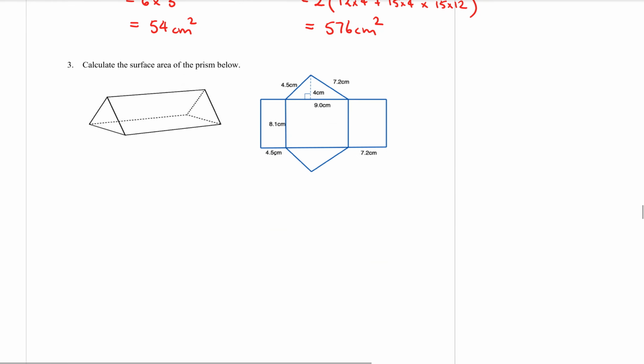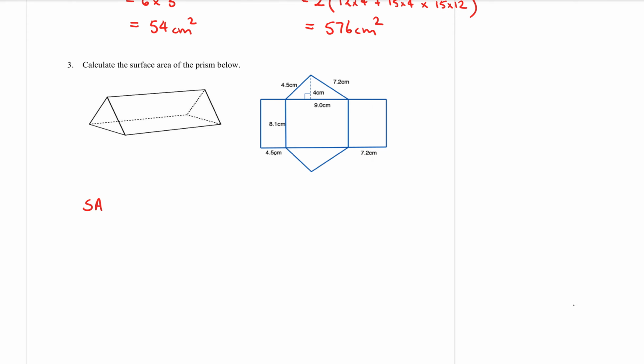Okay, question 3 says calculate the surface area of the prism below. Now this is a triangular prism. We don't have a formula for this. We just have to add each of the shapes together. Now the net over here actually helps us see that there are 5 shapes here. 2 of them are the same, the 2 triangles are the same, but we have 3 different sized rectangles. So to find the surface area, I have to do it the long way and add all of those areas together.